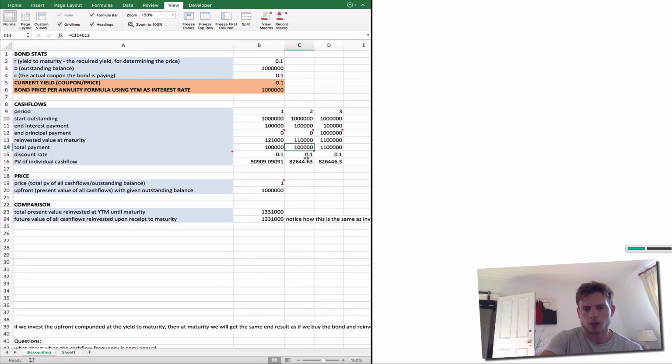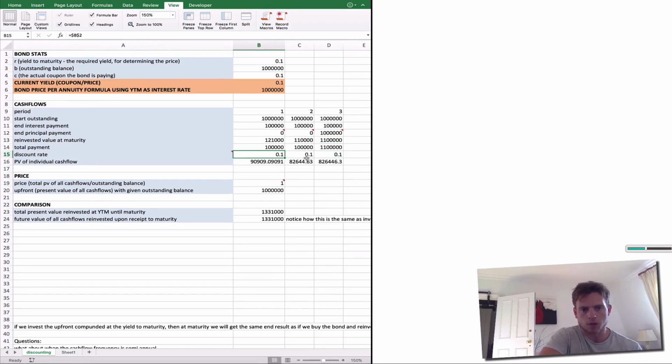Okay, and you can do exactly the same for period 2, where we also get 100,000, and again we reinvest that 100,000 at the same rate, 10%, for 1 year, because we're getting it at the end of year 2, and we want to reinvest it until the end of the bond life cycle, which is only 1 year from that point onwards. So that is now going to be worth 110,000. Then in year 3, the total payment we get is 1,100,000. Sorry, it's 1,100,000. My apologies. And we don't reinvest that because we have received that at the end of the bond life cycle anyway. So there's no more time left to reinvest.